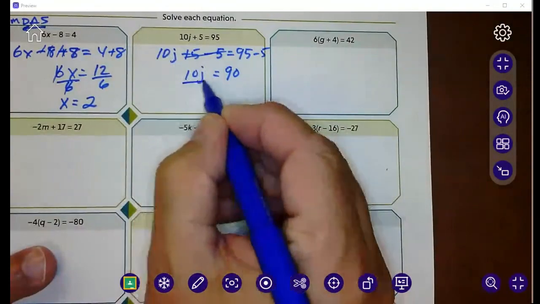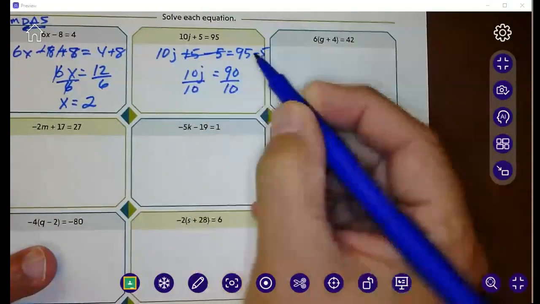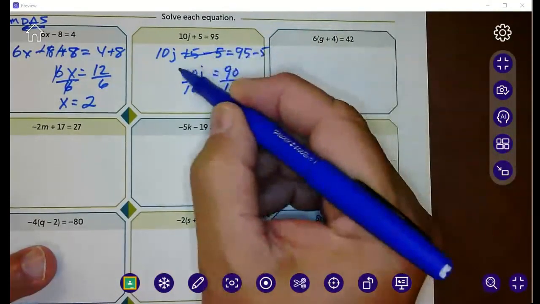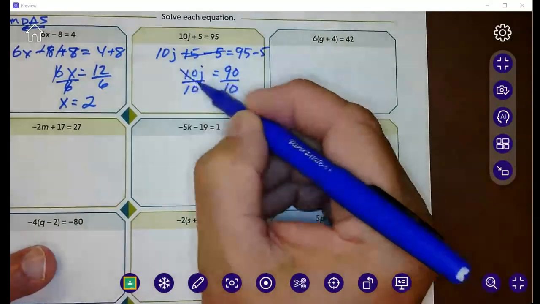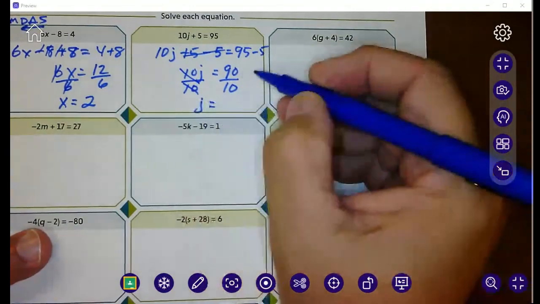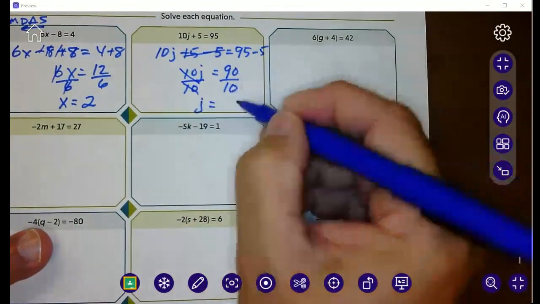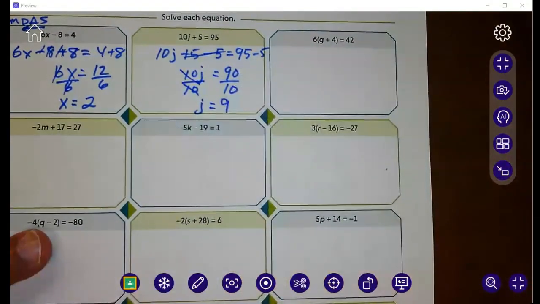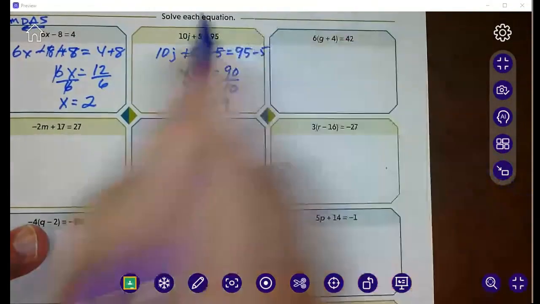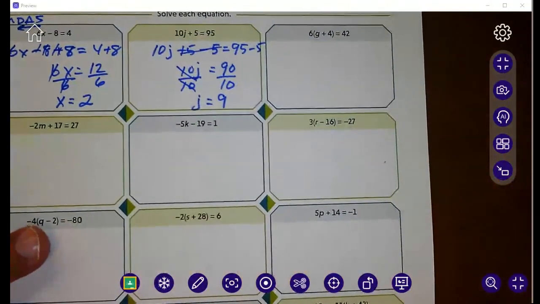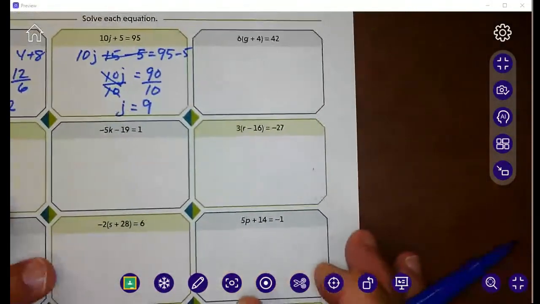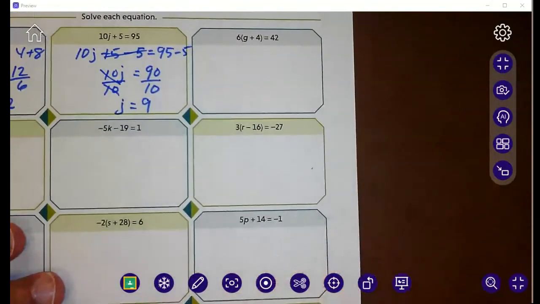We're going to take the 10j, divide it by 10, because the 10 is being multiplied by the j, and we need to get j alone. So to undo the multiplication, we divide. Those divide out. We're left with j, and 90 divided by 10 is 9. If we plug that back in, 9 times 10 is 90, plus 5 would be 95. All right, and let's move to the third one across.